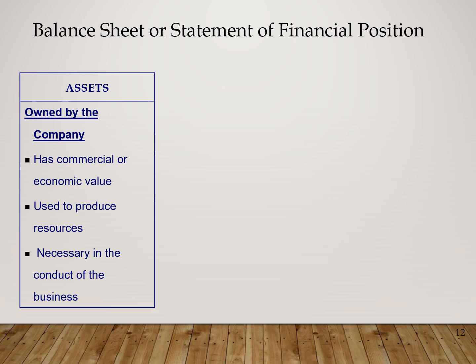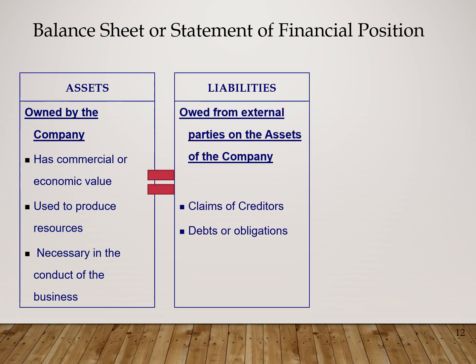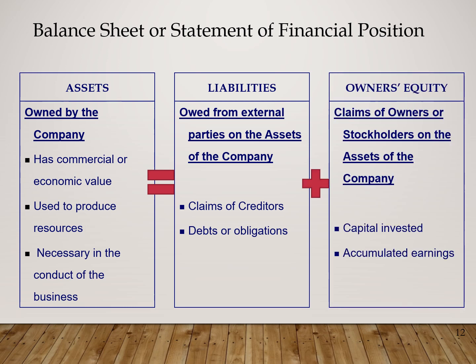So for the balance sheet, we have the assets, or what is owned by the company, which has commercial or economic value used to produce resources necessary in the conduct of business. Equals liabilities. These are owed to external parties on the assets of the company. These are claims of creditors, debts, or obligations. Plus owner's equity. These are claims of owners or stockholders on the assets of the company. These are capital invested and accumulated earnings.